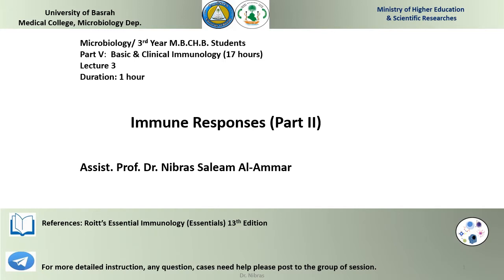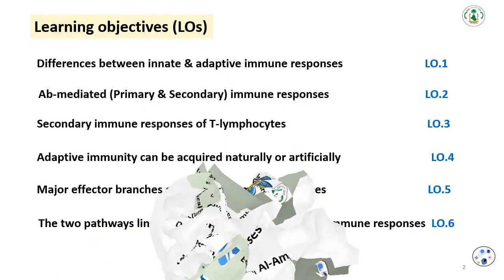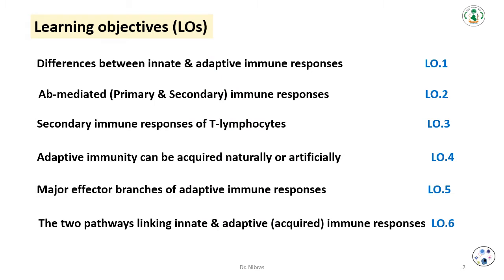Our lecture for today is about immune responses, part 2. Learning objectives for this lecture: differences between innate and adaptive immune responses, antibody-mediated primary and secondary immune responses, secondary immune responses of T lymphocytes, adaptive immunity, major effector branches of adaptive immune response, the two pathways linking innate and adaptive immune responses.